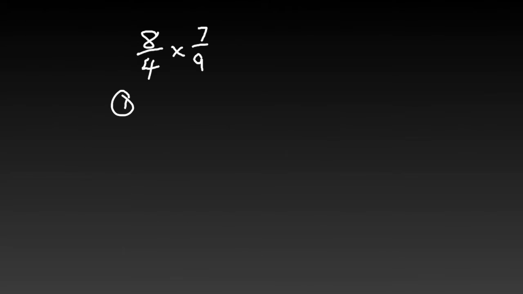8 times 7 is 56. 4 times 9 is 36. I'm going to divide with 2. Always start with division with 2. It's easier. We know our 2 times table.